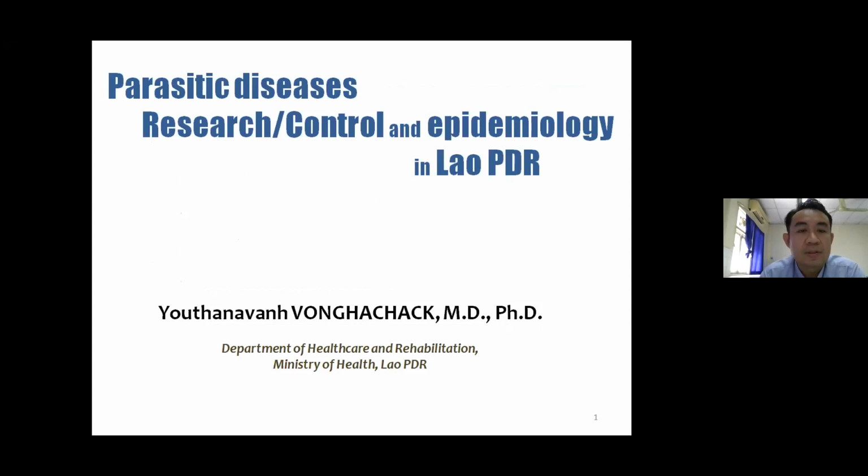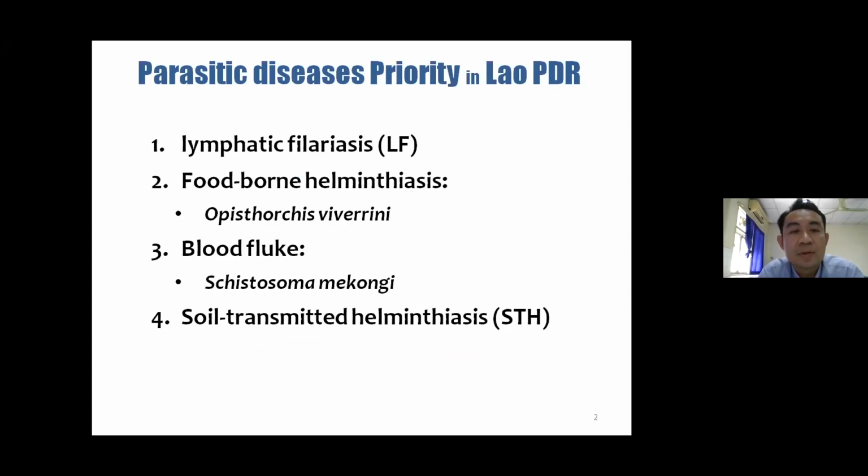So this first slide shows you the priority helminth infections in Laos. It is composed of 4 parasites. The first one is lymphatic filariasis, and the second one is foodborne helminthiasis, especially Opisthorchis viverrini. And the third one is blood fluke, Schistosoma mekongi. And the fourth one is STH, soil-transmitted helminthiasis.